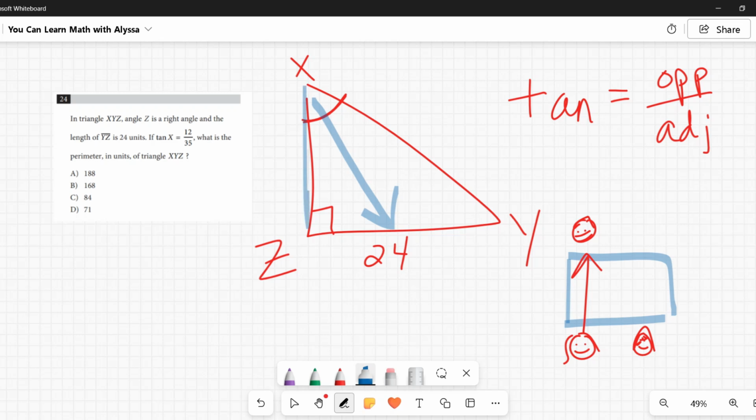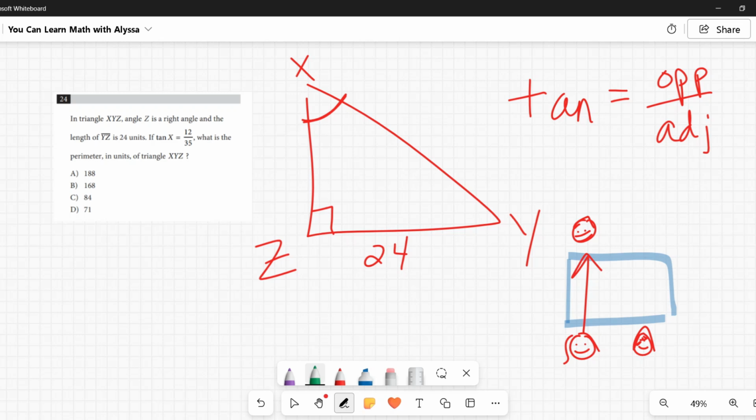So for that, the side that's adjacent to the X, the one that's bumping elbows with it, is this leg. And the opposite is that leg. Opposite and adjacent is always one of these two. It is never the hypotenuse, the hypotenuse being the longest side. It's always the two legs, the two shorter sides. So they're telling us the tangent is 12 over 35.